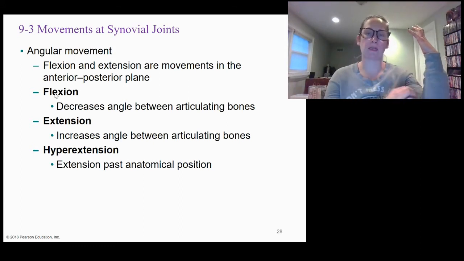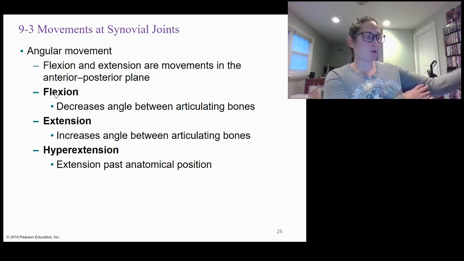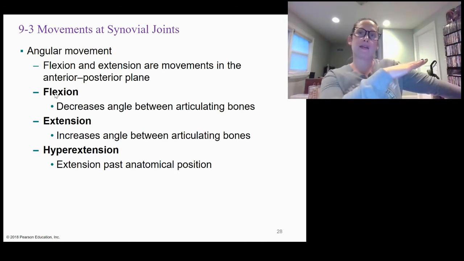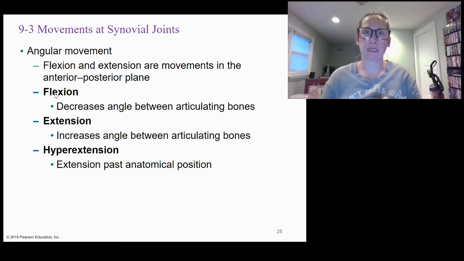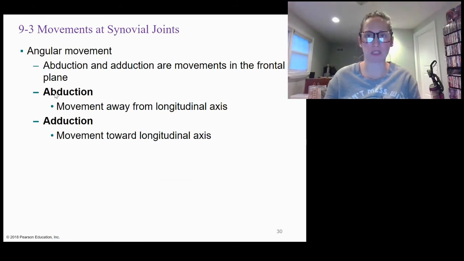Extension is its opposite, in that I'm going to increase the angle between my 2 articulating bones. Hyperextension would mean I'm going past anatomical position. So I'm moving past that kind of 180-degree point and going beyond. And sometimes when we hyperextend things, that's where we can do some damage to those accessory structures on our joints. And here's some images that show you that there's various body parts that do these movements. That's going to be part of your activity.